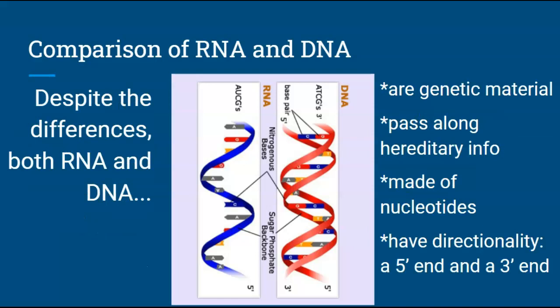But of course, they're both genetic material. They both pass along hereditary info. They're made of the building blocks called nucleotides, and they both have like a 3' and a 5' end, okay? In fact, there are certain viruses where they don't even have any DNA, their genetic info was only RNA, okay?